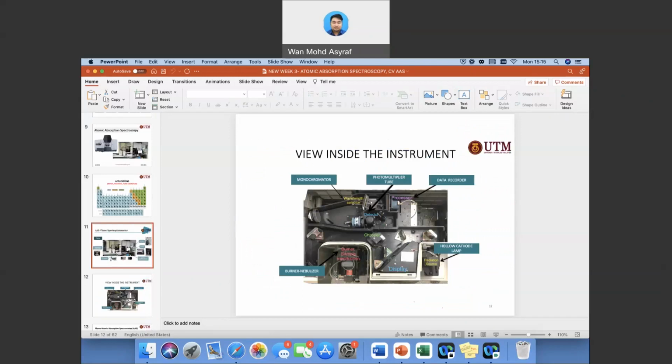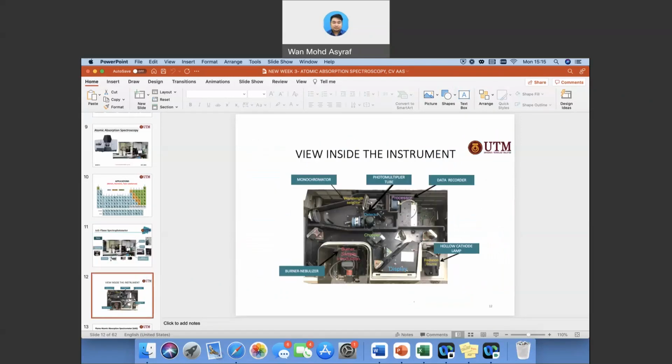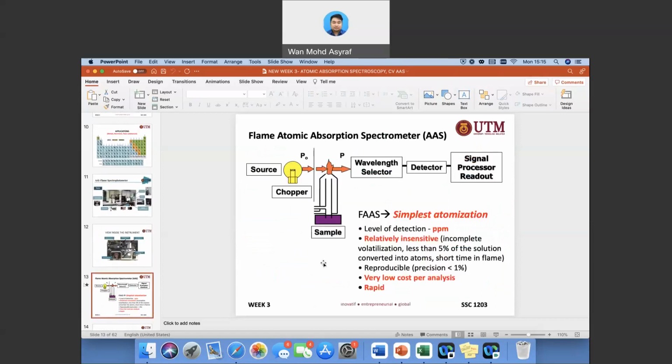This is the AAS flame spectrophotometer. You can just take a look at it. This is the view of the inside of the instrument, showing where the monochromator is, where the photomultiplier tube is, and where the source is. The source is a hollow cathode lamp. This is the burner, the nebulizer, and the atomizer is also here.